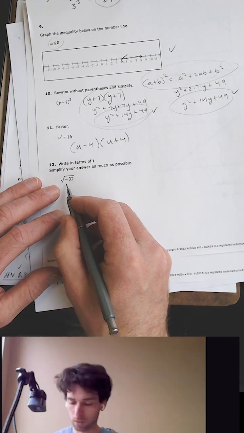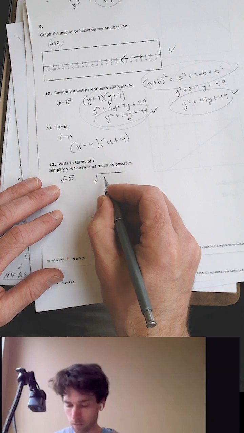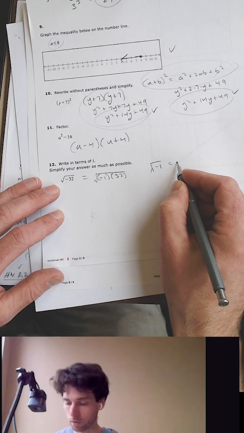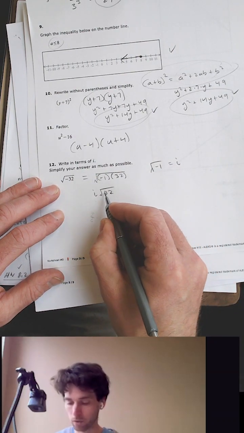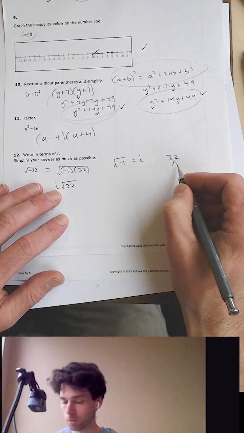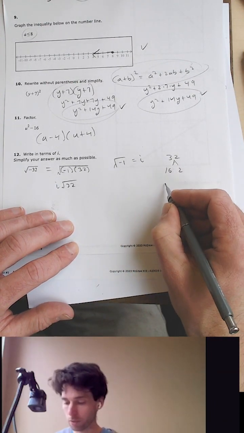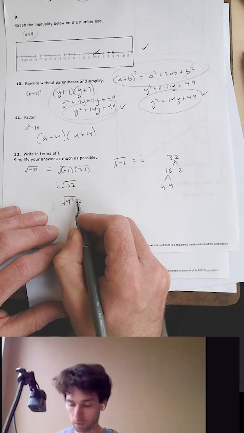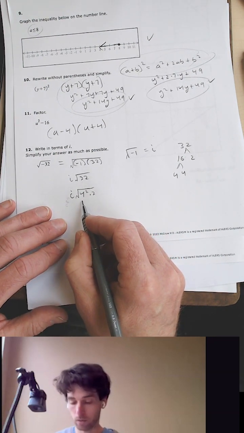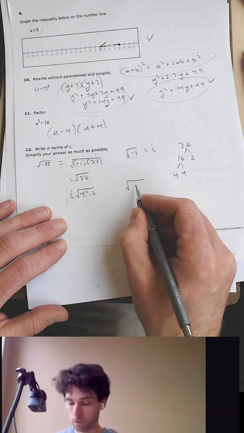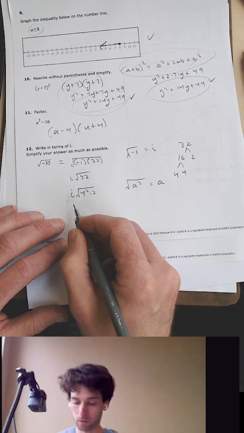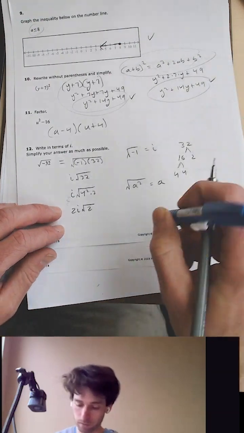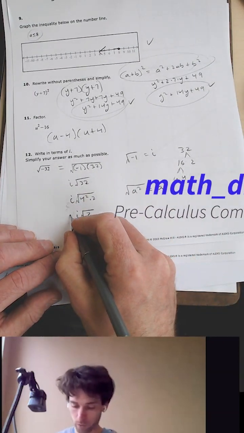Simplify your answer as much as possible. So again, the easiest way to do these is take out your negative 1, multiply by your 32. That's the same thing. Negative 1 square root of negative 1 is equal to i. So we have i square root of 32. Now let's do prime factorization on 32. We could do 16 times 2. 16 is 4 squared. So we end up with a radical that's 4 squared times 2i. So whenever we have a number squared, square root of a squared is equal to a. So we're going to end up with 4 times i square root of 2.